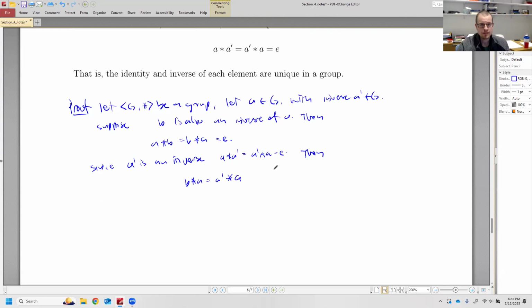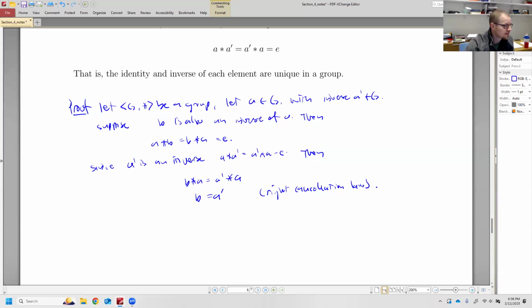Now, this seems really silly, but essentially what I can do is I can recognize the right cancellation law. The right cancellation law holds. So I immediately get that B is equal to A. That's the right cancellation law. So I get the right cancellation law, which gives me that B is equal to A. I'm sorry, I'm missing my prime there. B is equal to A prime.